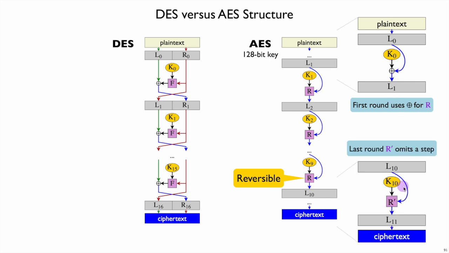The last round also uses a different function. It uses almost the same R, but it's a slightly simplified R because the last thing that the usual R does is, again, too easy to reverse and not really useful. And so these little tweaks just make the algorithm slightly faster.